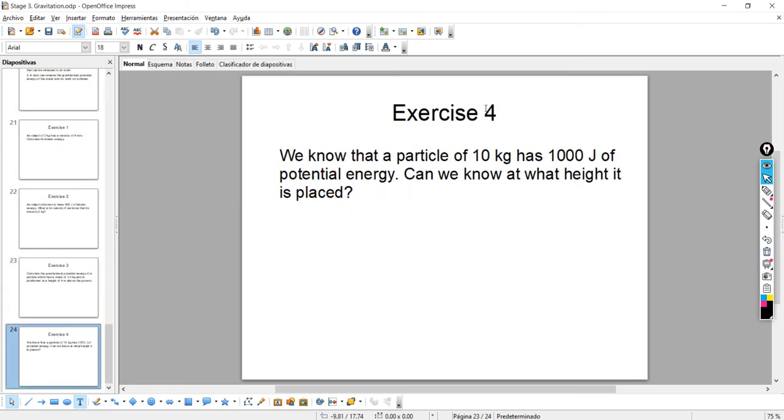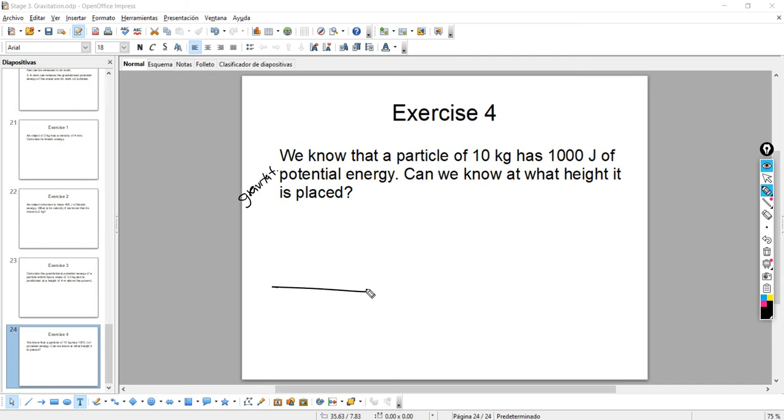And finally, exercise number 4 is the following. We know that a particle of 10 kilograms has 1000 joules of, I should have written gravitational potential energy. I forgot the adjective. Can we know at what height the particle is placed?